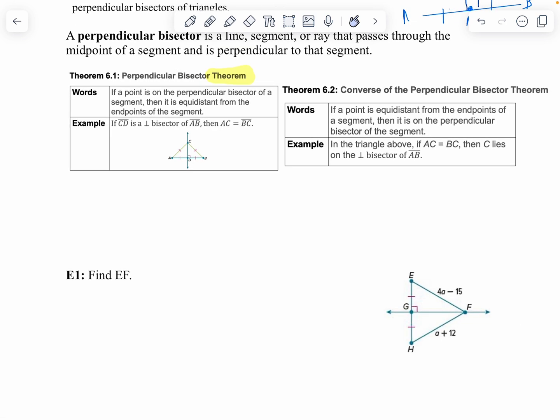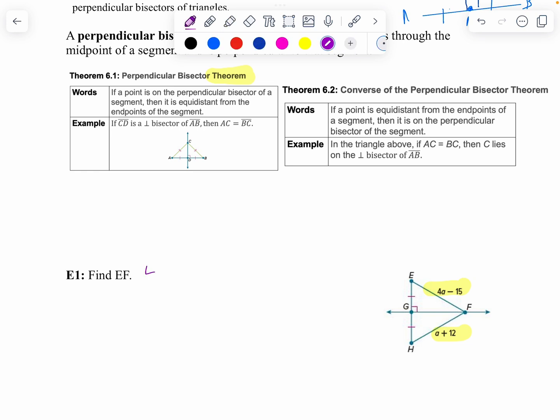Now, if I take a look at example 1 here, notice G to E is our perpendicular bisector because it's at a right angle and it's the midpoint. So what does that tell me? That tells me my two segments, EF and HF, they're the same. Since they're the same, I can make an equation out of that, and we'll say 4a minus 15 equals a plus 12. My pen is not working. There we go.